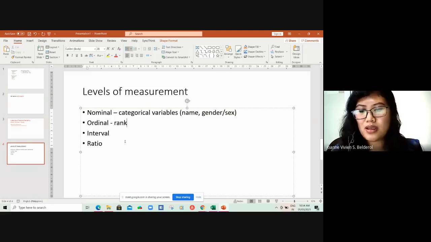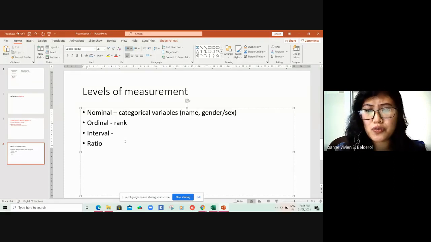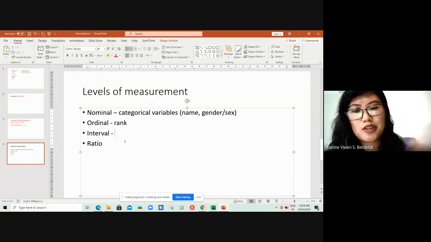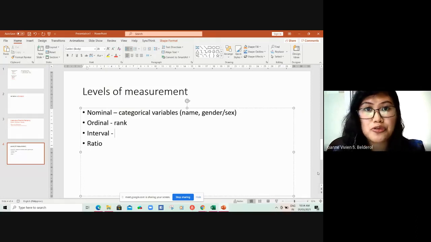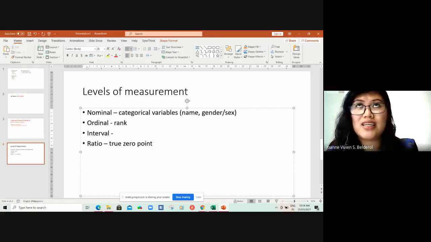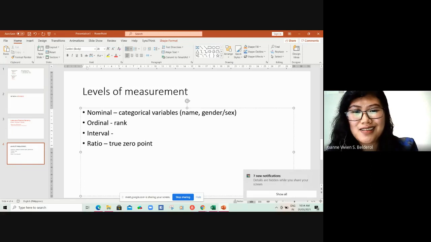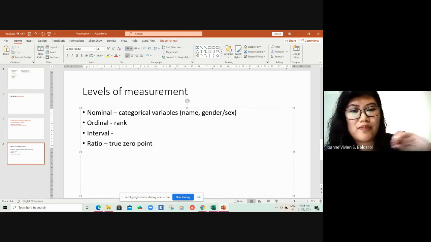So that's ordinal. Now the next one, which is usually what we use when we do inferential statistics. Of course, you can use the others, but the easiest to use is when your variables are interval. Intervals are expressed in numbers and they do not have a true 0 point. The difference between ratio and interval is that ratio has a true 0 point, meaning 0 exists. So for example, if you have scores, that's either interval or ratio because they're on a scale. So numbers, raw scores.